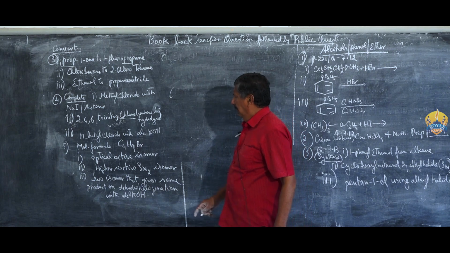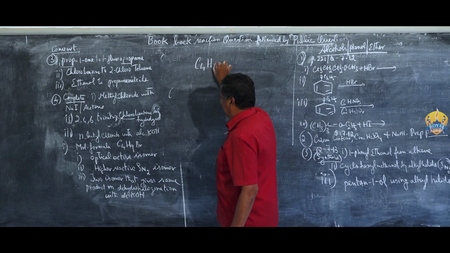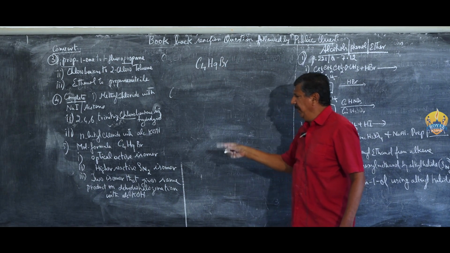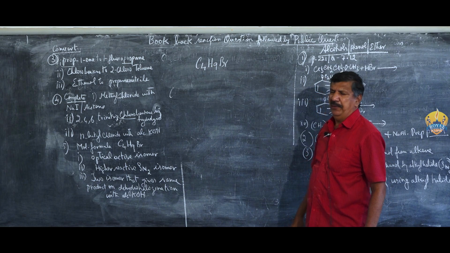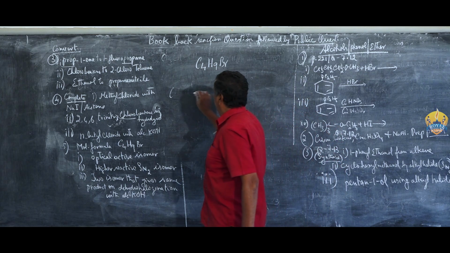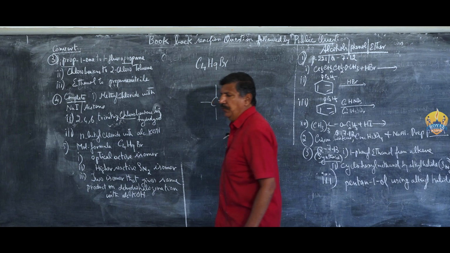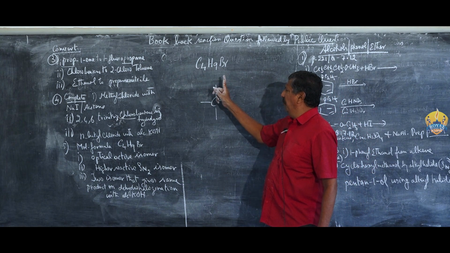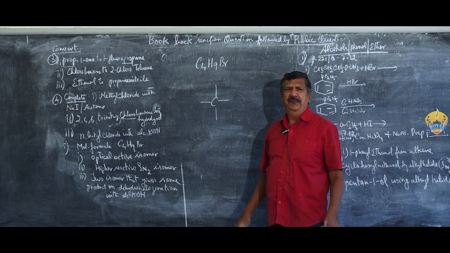Next one, new question. You have to take this formula and write 3 answers. One is an optically active isomer. What is meant by optically active isomer? You know this one, I hope, from your school. What is this? Sir, carbon having 4 different groups. That is very important. It's called optically active.